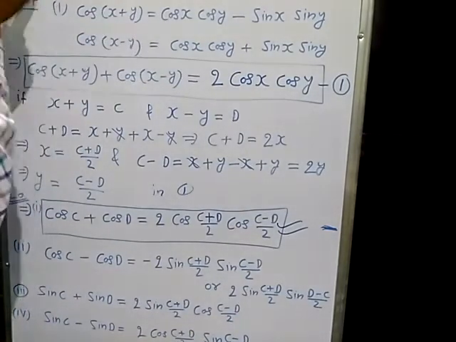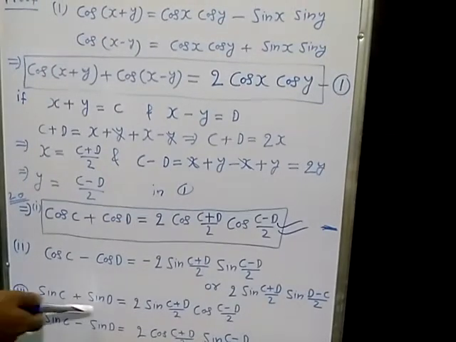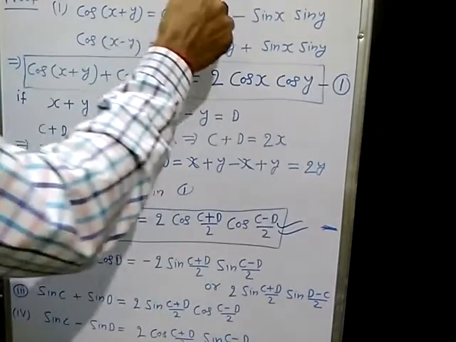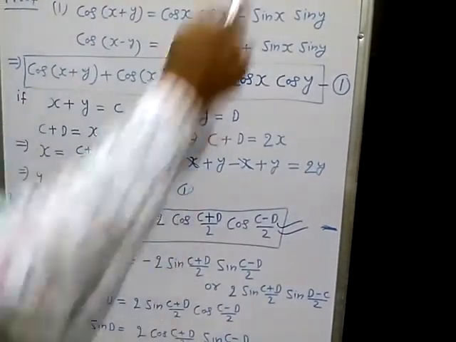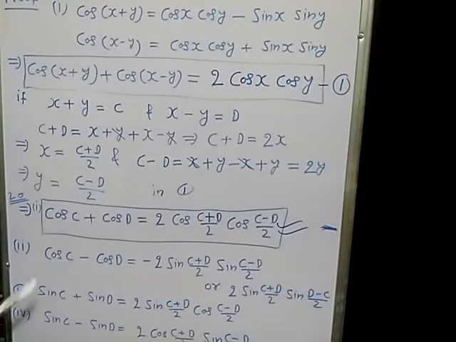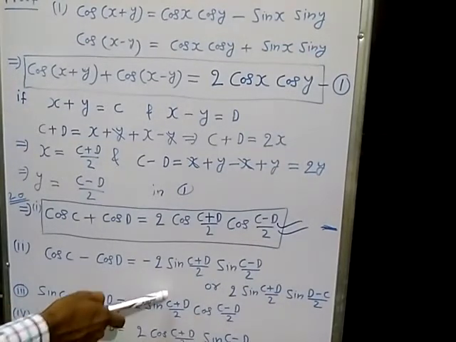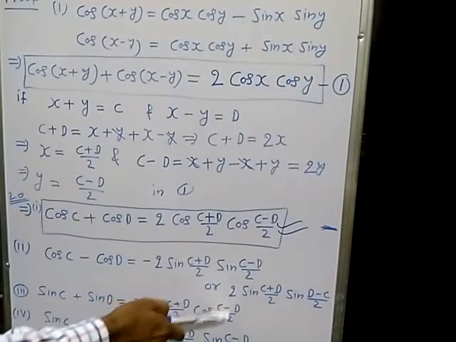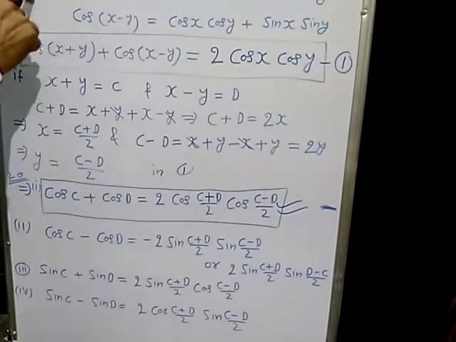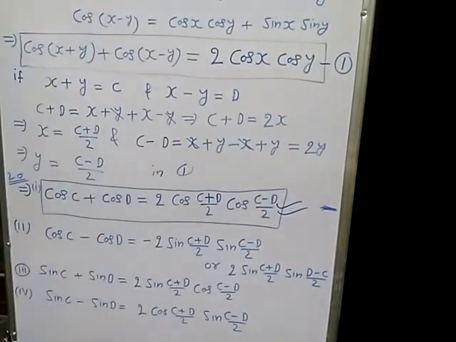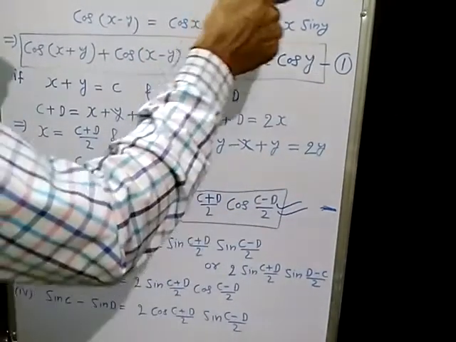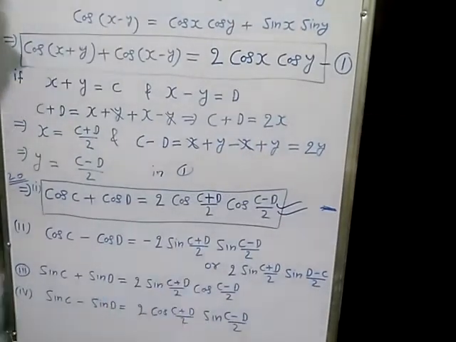Next, if I put in the third, it becomes the formula for sine C plus sine D. Sine C plus sine D is equal to twice of sine x, that is (C plus D) by 2, into cos y, that is (C minus D) by 2. And next, the fourth one: sine C minus sine D is equal to twice of cos x, that is (C plus D) by 2, into sine y, that is sine (C minus D) by 2.